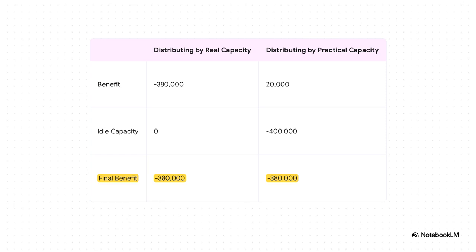But hold on. Now look at the second column, the ABC way. It tells a totally different story. The product itself is actually making you a $20,000 profit. The real problem, the huge $400,000 problem, is unused capacity. It's organizational slack. ABC makes that invisible problem visible. So the conversation completely changes. It goes from, we have to kill this product, to, wow, how do we fill this unused capacity and make even more money? See the difference?